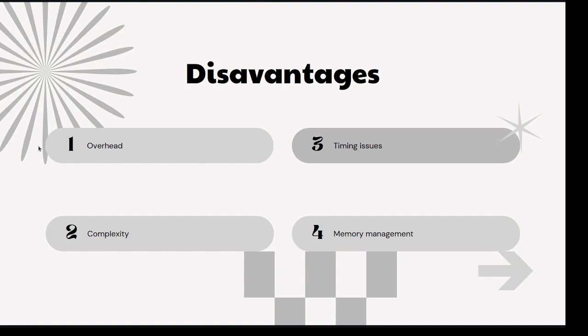Then 3, timing issues. If an observer needs to know the state of another observer before reacting, it may not receive the necessary information in time. Finally, memory management. Sometimes if observers are not properly removed when they are no longer in use, this can lead to memory leaks and other problems.